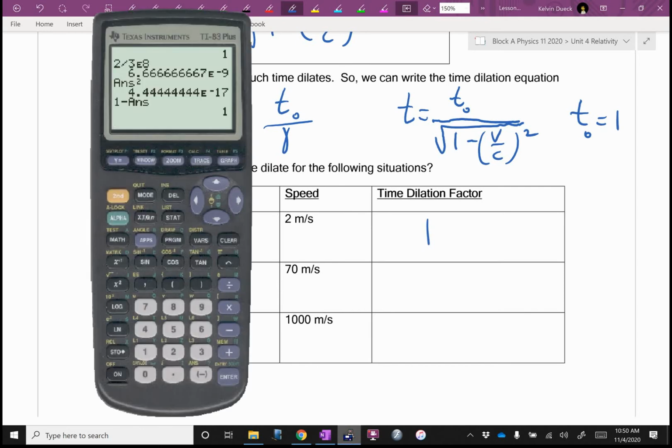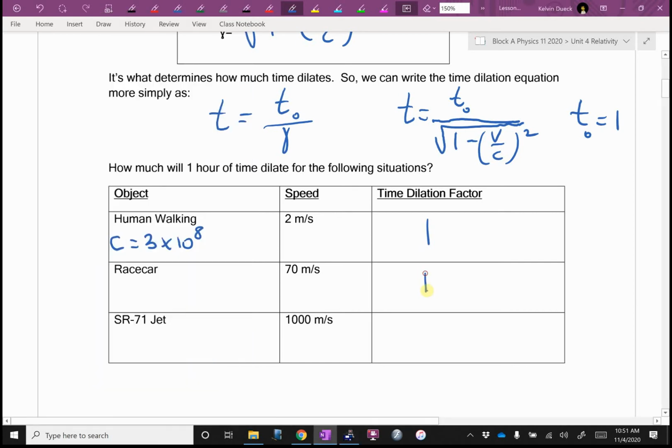Race car. Let's try a race car driver. So that's going to be 70 divided by 3 scientific notation button 8, equals, squared, 1 minus that. Oh, my calculator stops tracking the difference at this stage and says, for Pete's sake, the answer is so close to 1, it's negligible. So even a race car driver really isn't going to notice much of a time dilation factor.